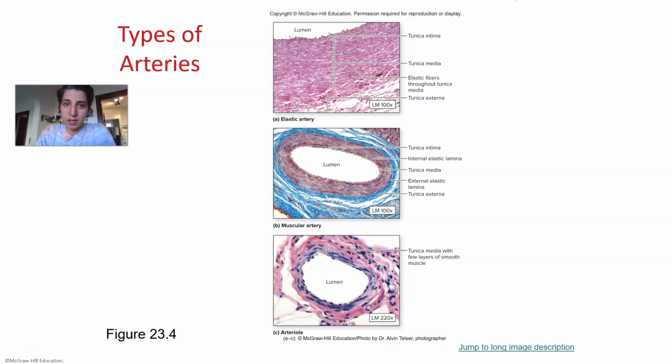histology slides of different types of arteries, right? You can see that in the elastic artery, you have this very, very thick tunica media, right? It gets a little bit thinner in the muscular arteries, and then in arterioles, we have very, very few layers of smooth muscle. It's like 1 to 6. And this right here, this little purple stuff, that is your smooth muscle.